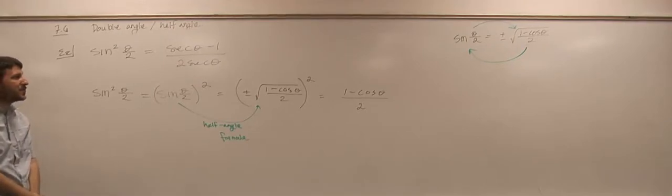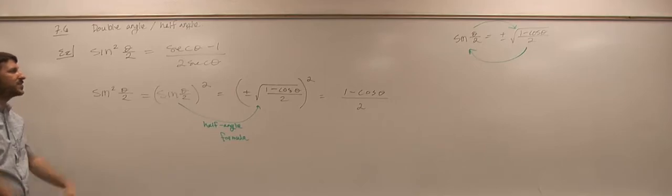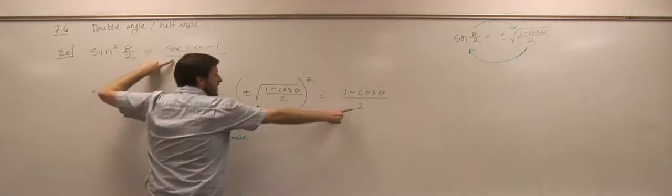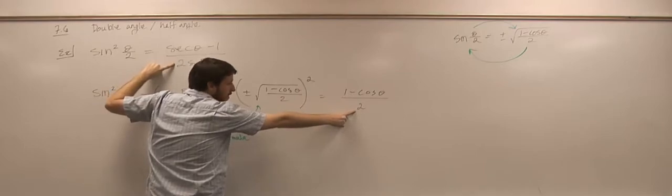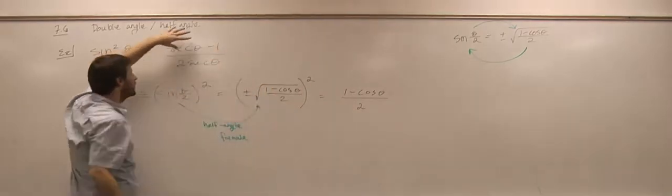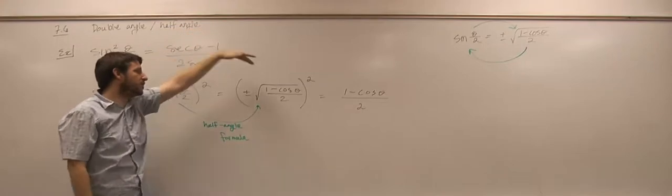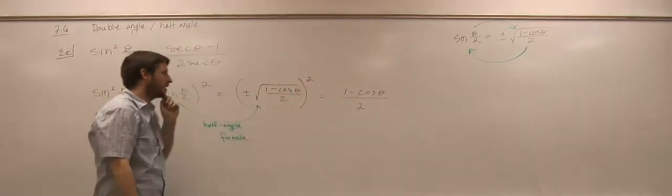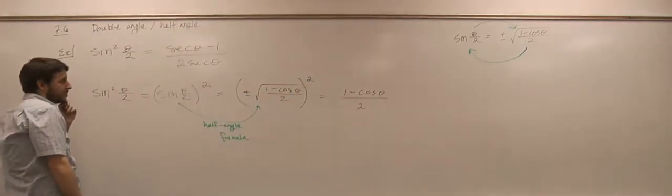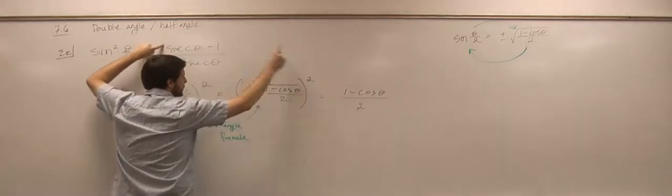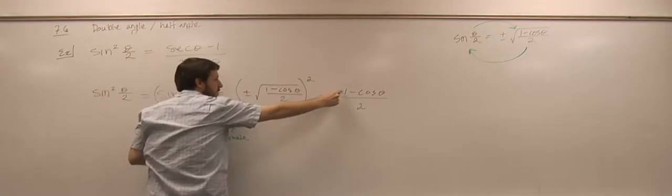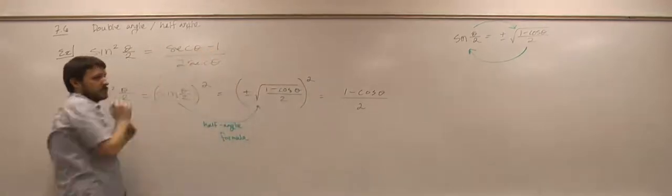I know what to do, but I don't know how to get you to see what to do. One thing you want to notice is that this 2 and this 2 match. So that's a good start. On the top, secant theta minus 1 versus 1 minus cos theta, they actually differ by a factor. If I multiply this by the right quantity, I will get this.